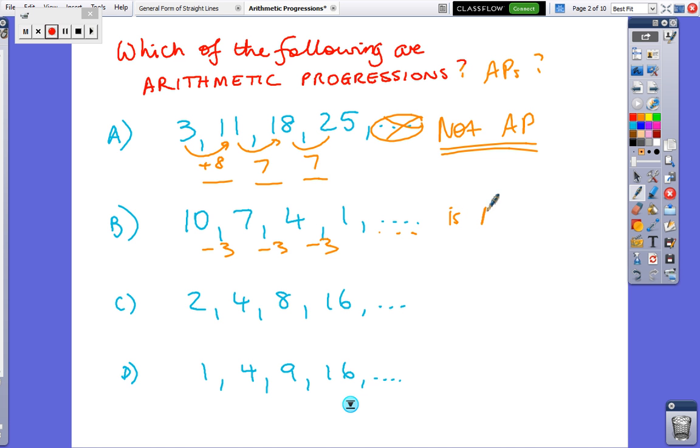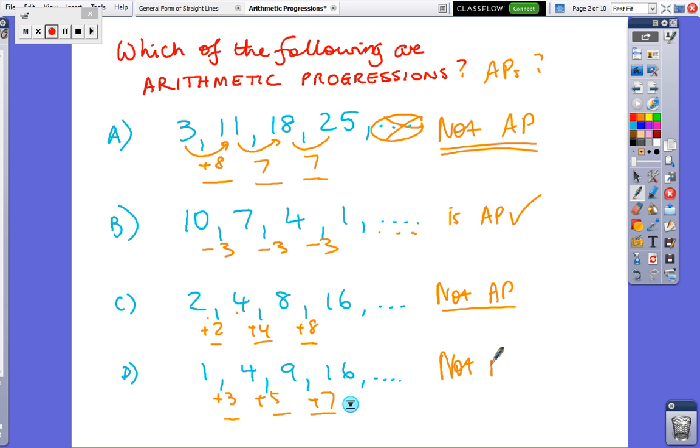Next one. 2, 4, 8. So the gap is 2, the gap is 4, the gap is 8. The gap is not the same, so it's not an AP. Next one, the gap is 3, the gap is 5, the gap is 7. The gap is not the same, so it's not an AP. So even though these have patterns, like 2, 4, 8 is a pattern and 3, 5, 7 is a pattern, it's not the same difference, so it's not an AP.